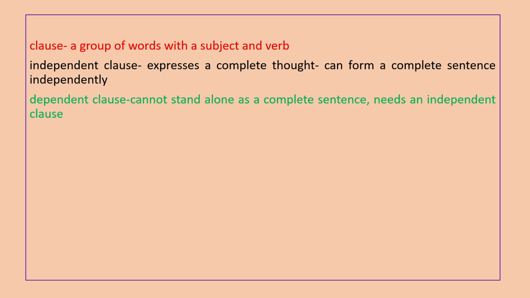So basically, a clause is a group of words with a subject and a verb, while an independent clause is a clause with a subject and a verb. It expresses a complete thought and it can form a complete sentence independently. It means it can make meaning on its own. While a dependent clause cannot stand alone as a complete sentence and it needs an independent clause. It means a dependent clause cannot work alone and it needs an independent clause to complete its meaning.